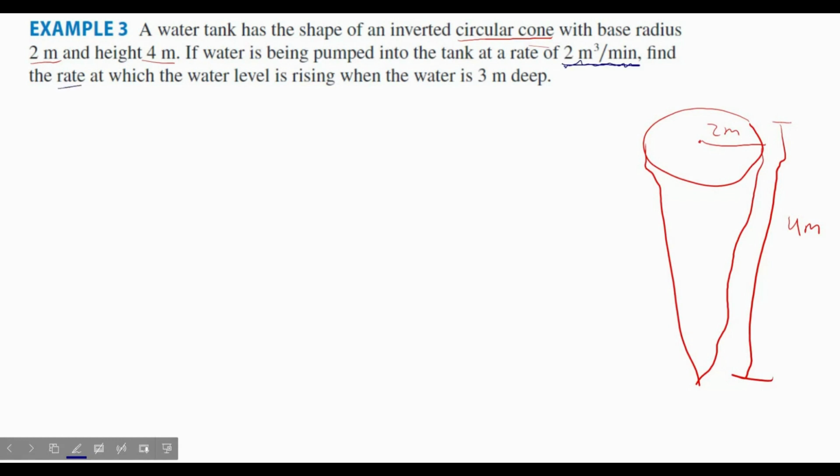We have to find the rate, where the rate describes in fact the derivative at which the water level is rising, when the water is 3 meter deep. So this is the cone. We know things about it, but there is also something that we have to know, that there is water here. So this water in fact is 3 meter deep. The equation of the cone is 1/3 pi r square h.